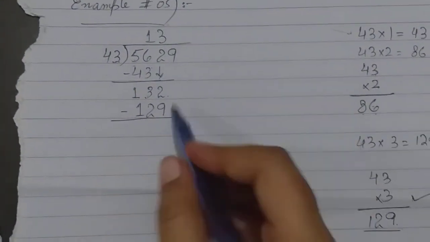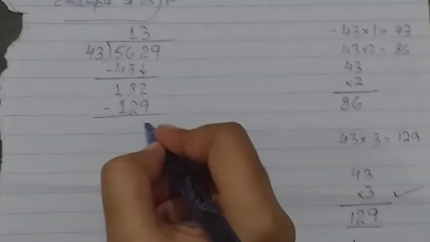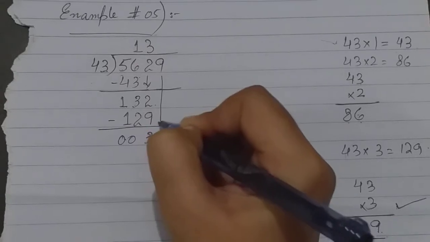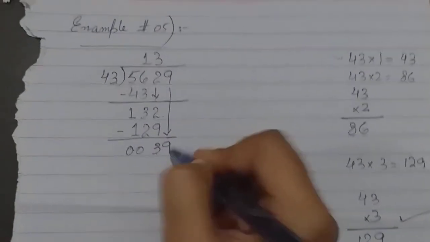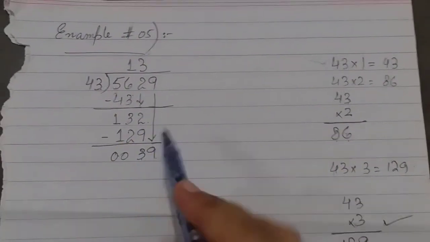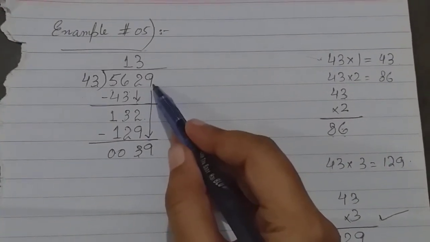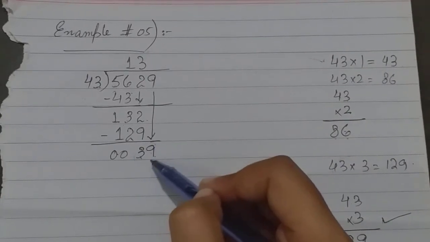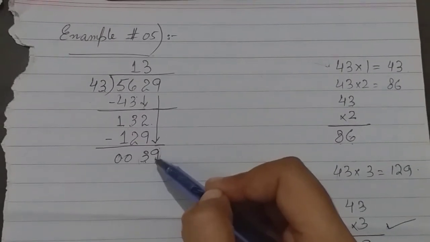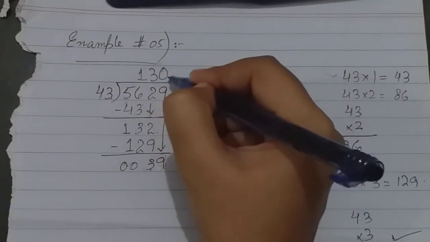Now we will subtract. When we subtract 132 minus 129, we get the answer 3. Now we will bring down the next digit, that is 9. Look carefully that after subtraction we have 3, and then we bring down the 9 with this 3. Now this number is 39, which is less than 43. Now this is the situation in which we have to put the 0 in the quotient.